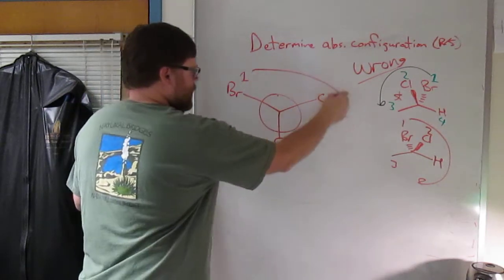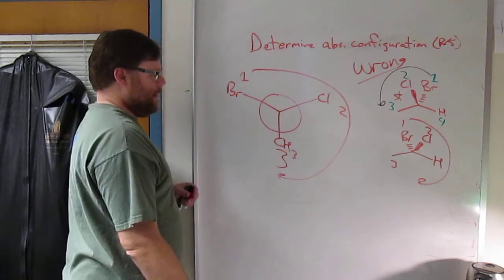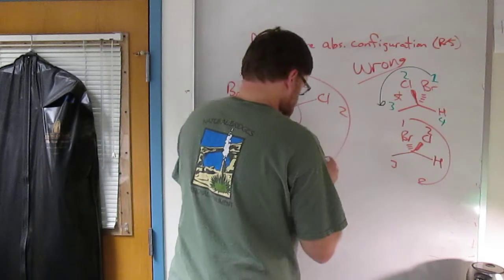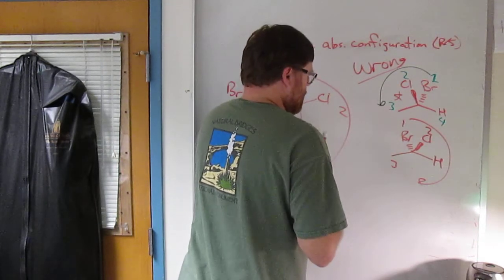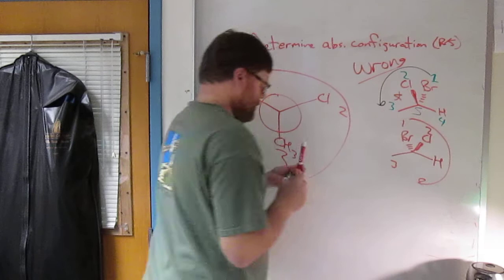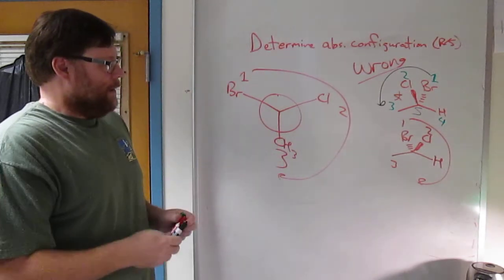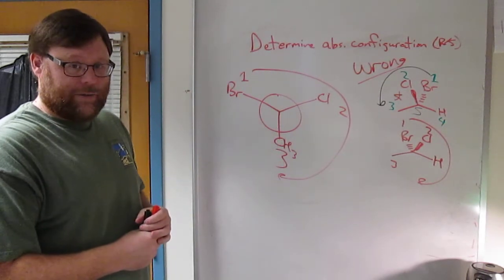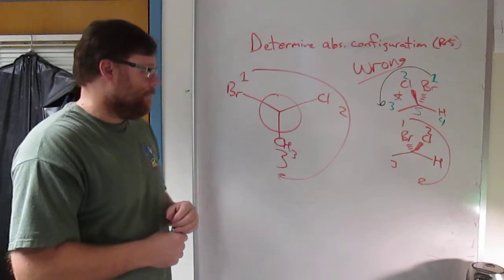All right, 1 to 2 to 3. That's a counterclockwise arrow, and so this chiral center is S. Look at that. I drew a bunch of chiral centers, 3 chiral centers, they all came up S. My lucky day. All right.